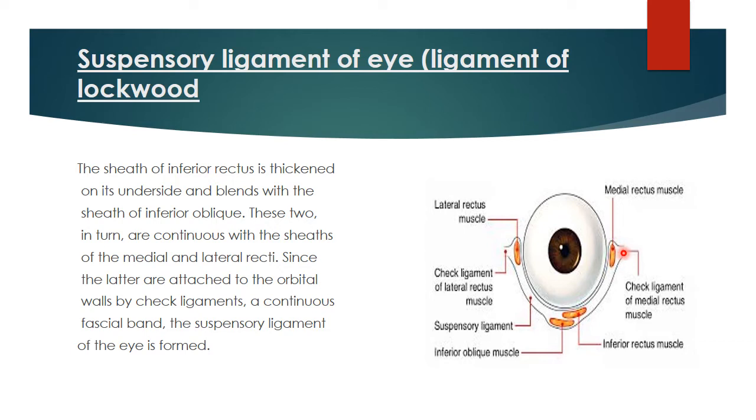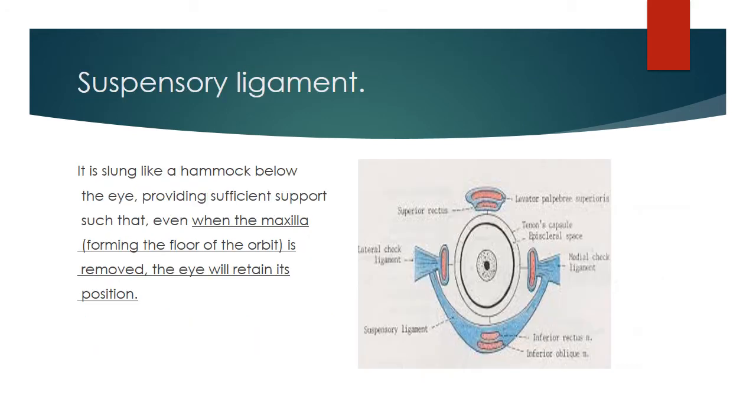This fascial band is called the suspensory ligament of the eye. You can see these are the check ligaments on each side. These are the sheaths which surround the lateral and medial rectus muscles, and how they become continuous with the fascial sheaths of the inferior rectus and inferior oblique muscle. Now this sheath suspends like a hammock below the eye, and it provides strong support for the eyeball. Even if the maxilla, which forms the floor of the orbit, is fractured or removed, the eyeball can maintain its position.